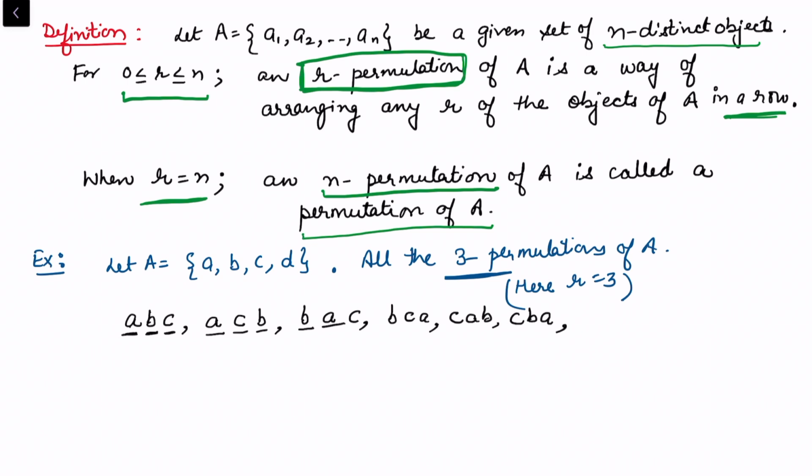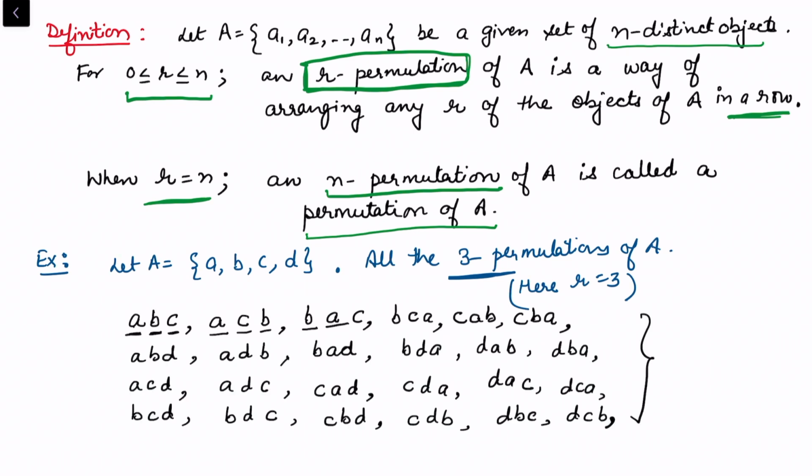And we continue writing all the possibilities, and these are 24 in number. So 24 possible permutations. So if we have considered three permutations of the set A, there are 24 possible permutations. And in general we use this notation for the R permutation as nPr.